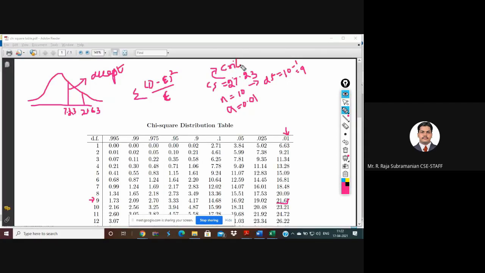If you are rejecting the hypothesis, then the chi-square value becomes a critical value, the critical chi-square value. 7.23 is not critical, but here you are rejecting, so this is a critical value. If I ask whether the given chi-square value is critical or not, you say critical if it is greater than the chi-square table value, that is, rejected or critical. Is it clear? Shall I go to the next testing?